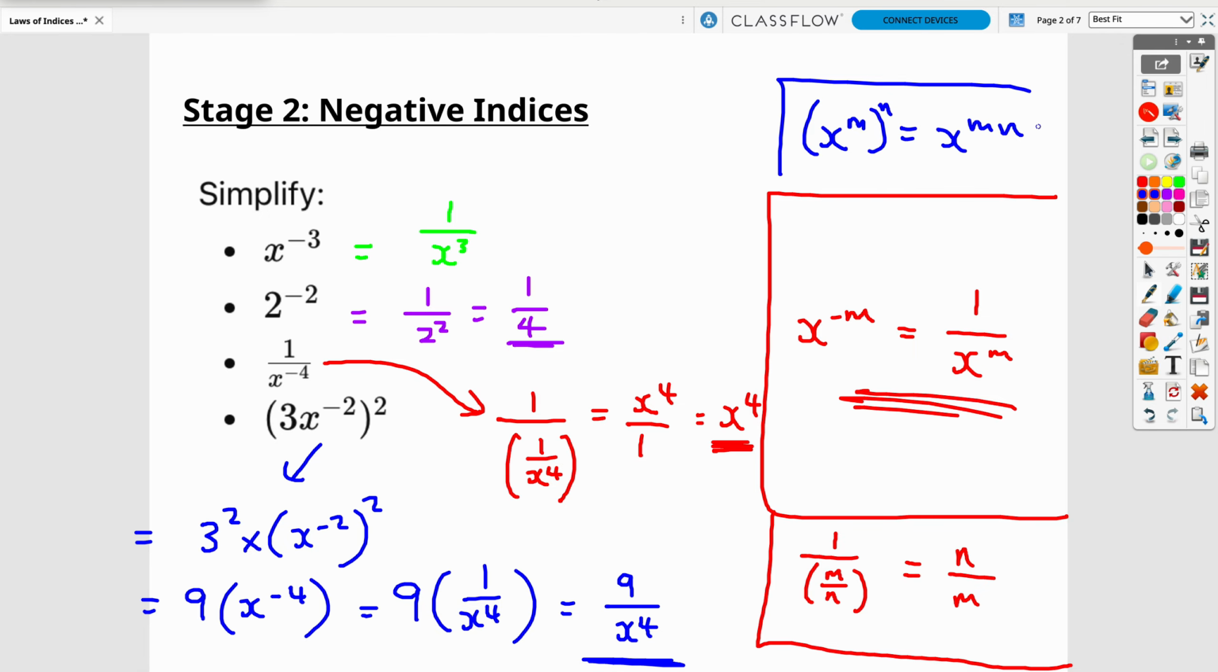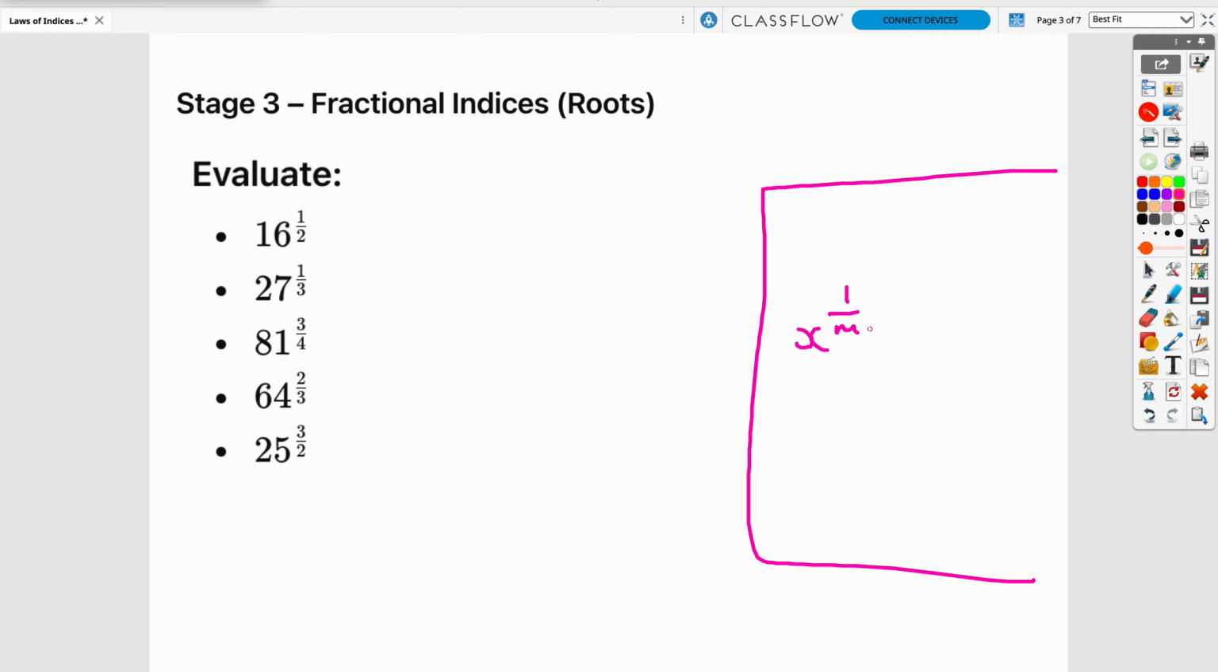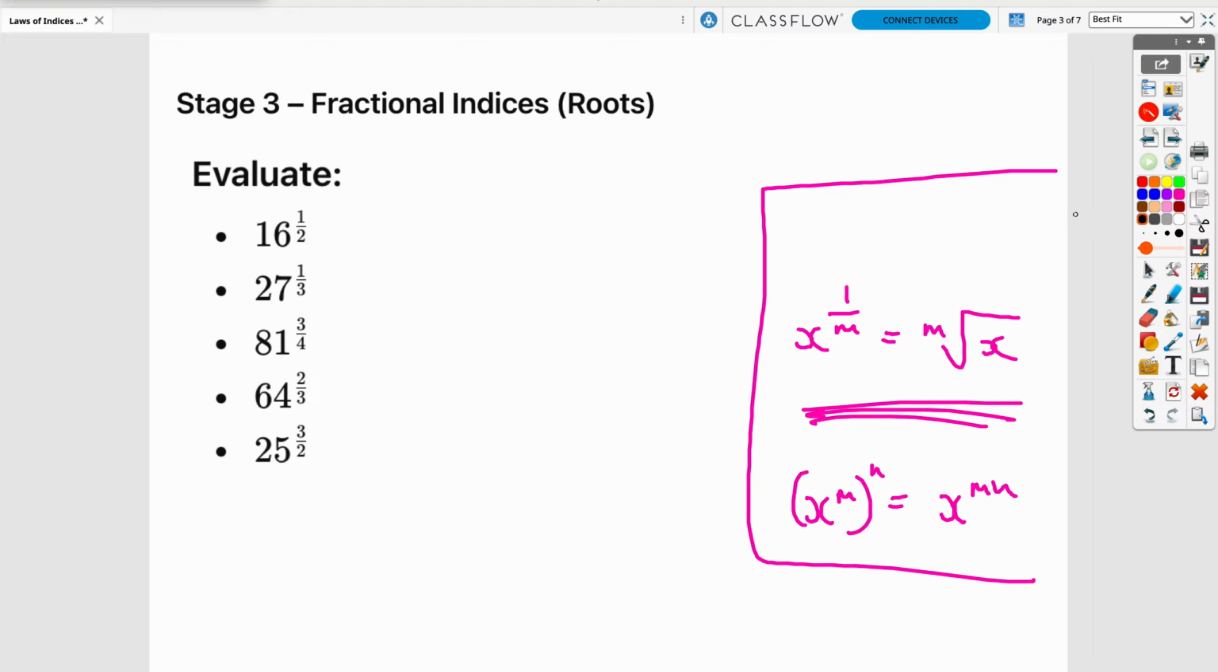Wonderful. Okay, next question. We're going to look at some fractional indices. This is more of a higher level kind of law of index. And this is that if you've got x to the power of 1 over m, that's just the mth root of x. That's all you need to know for these ones. We are going to be combining these questions with another rule as well, which we'll have a look at in a minute. So let's have a go at some quick questions.